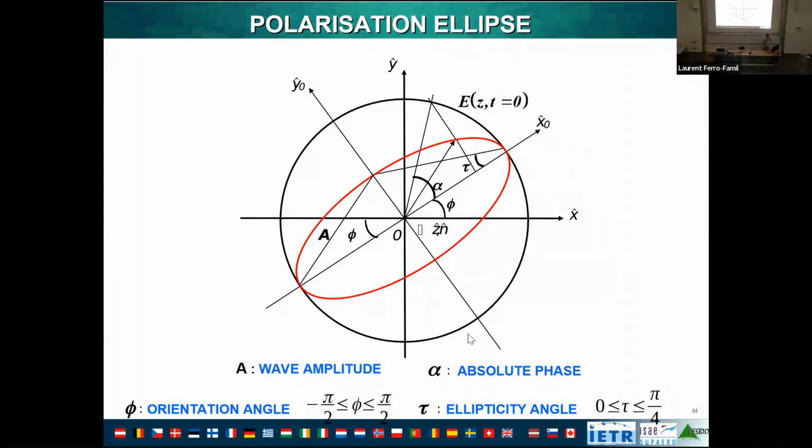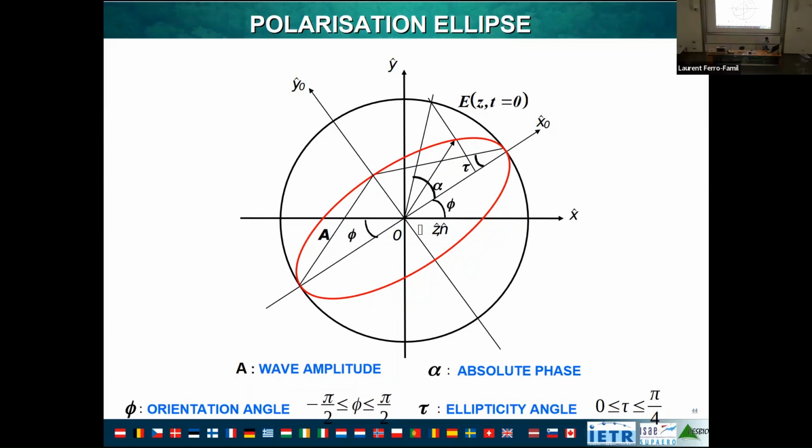So we have the absolute phase, which is the location of the electric field for time t equals 0. It's a function of the position, and this is what we use to perform interferometry, for instance. But for polarimetric studies, we don't care about this parameter. We just get rid of it.